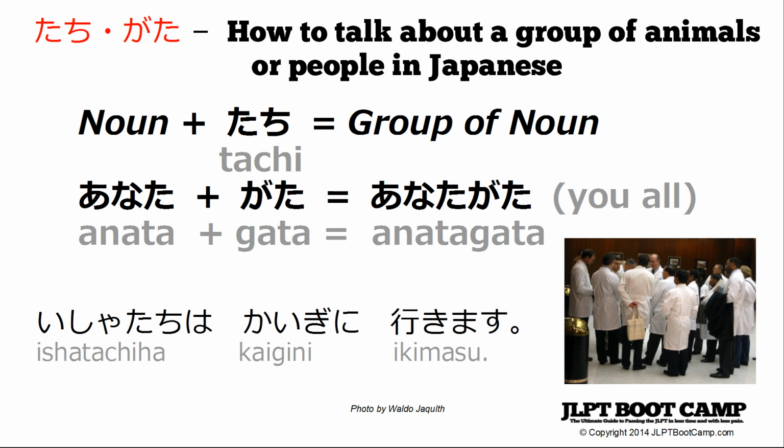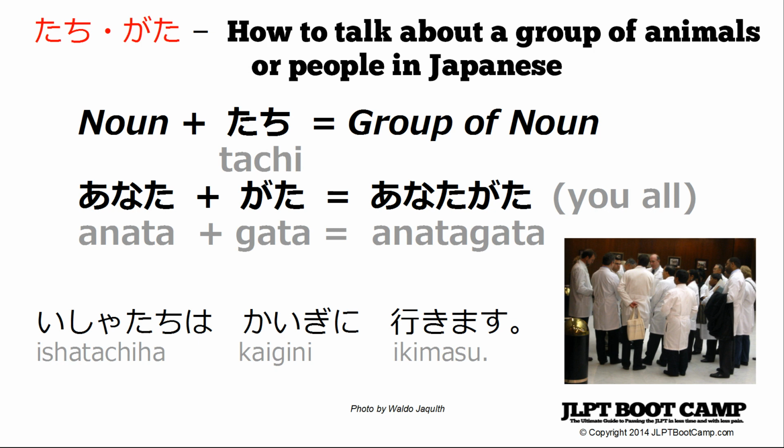Now, there's kind of an irregular here. Anata is for you. It's not often used in Japanese, but it is still used. It's not completely forbidden. It's just that if it's clear who you're talking to, you usually don't use anata because it can sound a little direct. But with anata, you can add gata to make you all, to refer to a group of people that are listening to you. This is irregular.